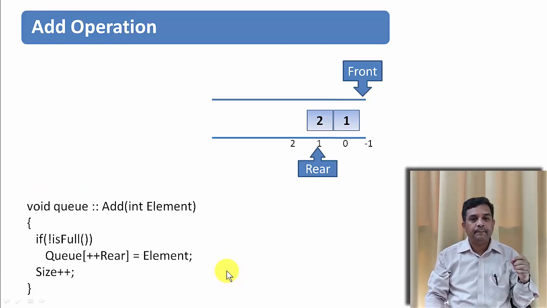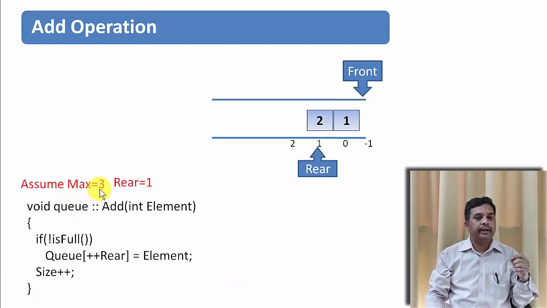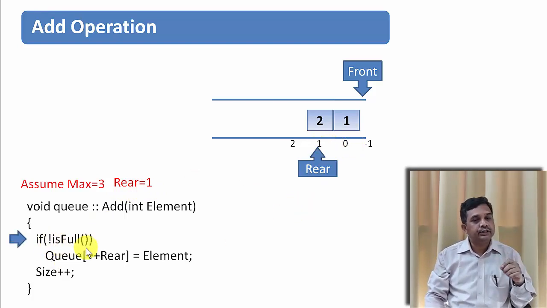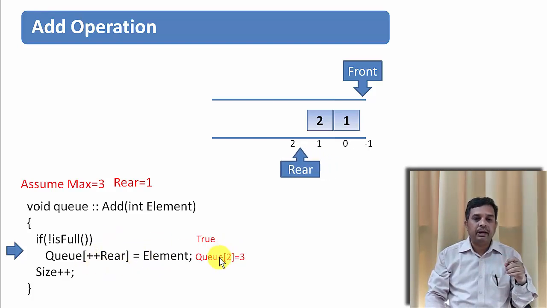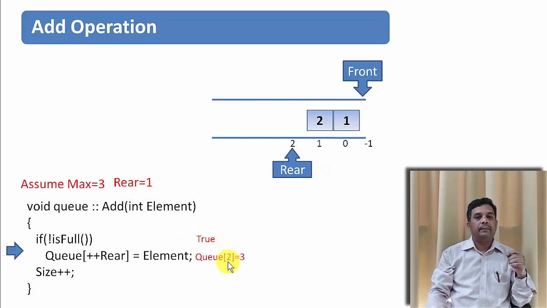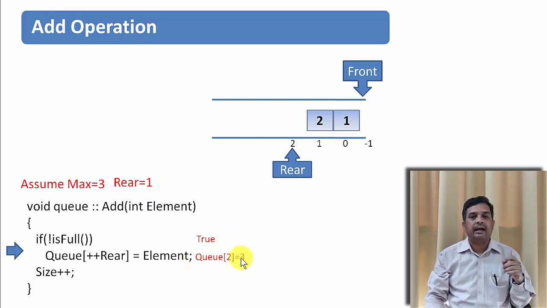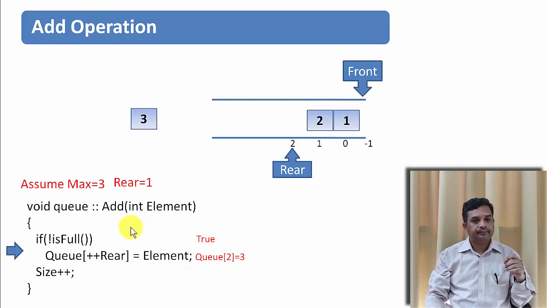Maximum size is 3. Rear now is pointing to 1. So if not is full, is it true? Yes, it is true. So what are we going to do? Rear we increment and the element we add at that particular location. So rear was 1, it is incremented by 1. So at the second index of the queue, element 3 will be added. So element 3 is added at the rear.